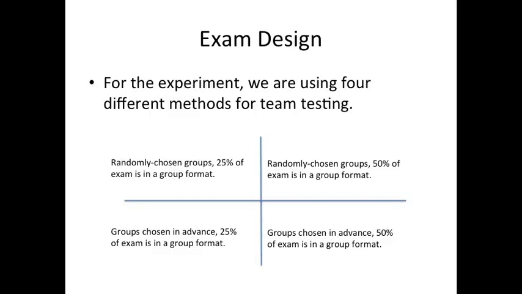For instance, groups could be chosen randomly. In other words, they find out the day of the exam who they're going to be teamed with. Or we could have groups chosen in advance. In other words, they could know several days in advance or even several months in advance who they're going to be working with regard to the exam. And then there is the percentage of the exam that is in the group format, whether or not it's 25% or 50%.